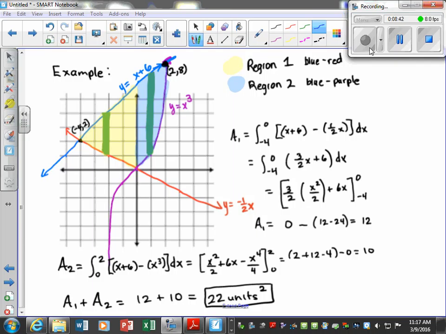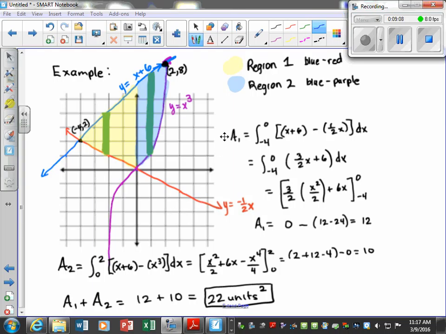Okay, this next example I kind of pre-worked, and I'm just going to talk our way through this. So first of all, I was given y equals x plus 6, and I graphed it, sketched it. Y equals x cubed function, that's the purple line. I sketched it. Y equals negative 1/2 x is the red. I sketched it. Okay, so we did all that. We know we're supposed to do that first.